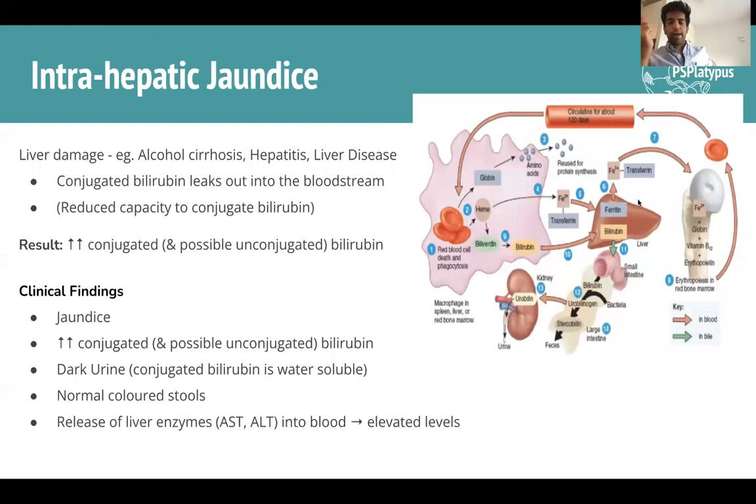So intrahepatic, inside the liver, there's some problem happening within the liver. What can cause liver damage? Alcohol, alcoholic cirrhosis, hepatitis, which is like viral causes, any sort of liver disease will cause the cells of the liver to break down, and that would cause conjugated bilirubin to then leak into the bloodstream.